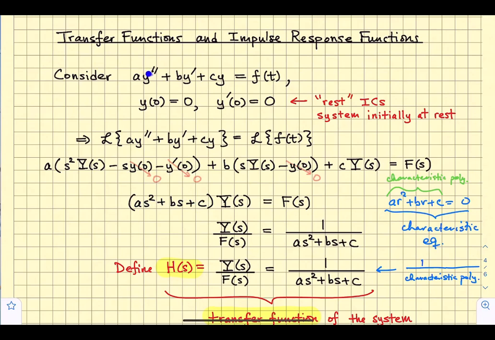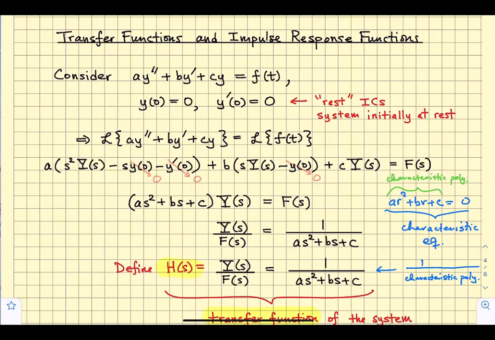Remember that for this equation, the homogeneous version of this equation would have a 0 here. And then the characteristic equation for that would be ar squared plus br plus c equals 0. So here in blue, this would be the characteristic equation associated with the homogeneous version of this differential equation. This is called the characteristic equation. If you look at what's on the left-hand side, this is called the characteristic polynomial.